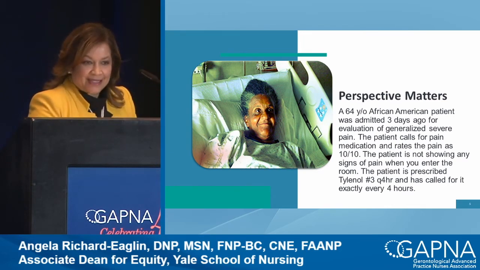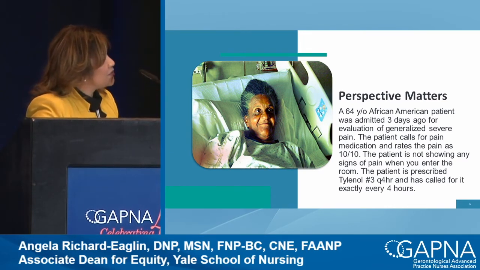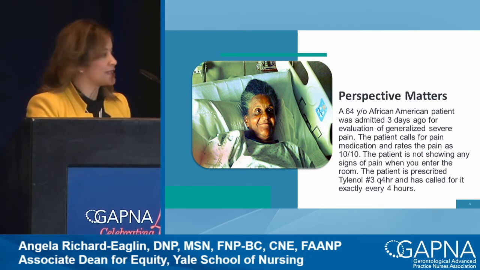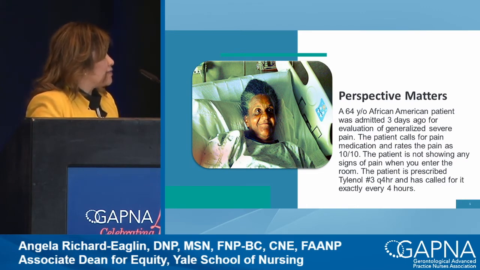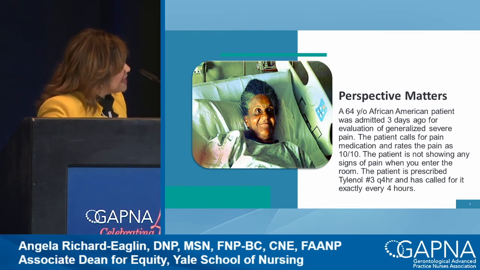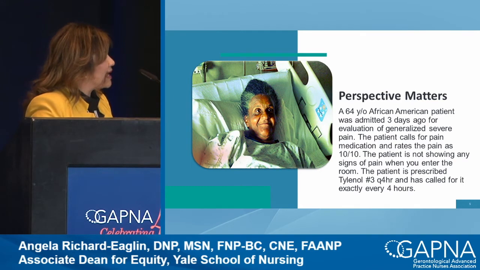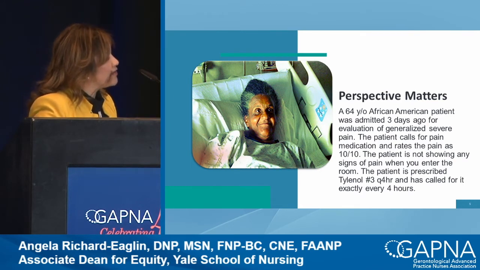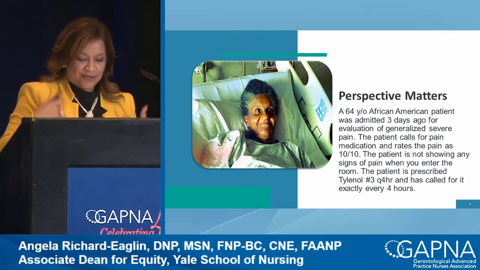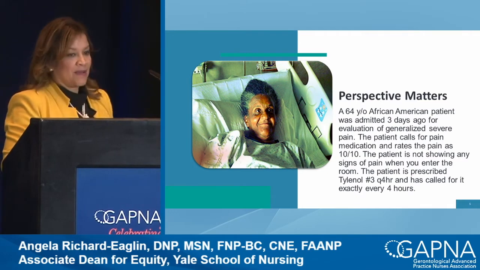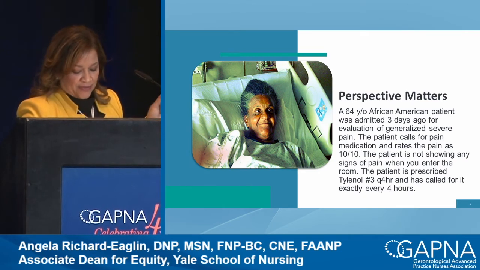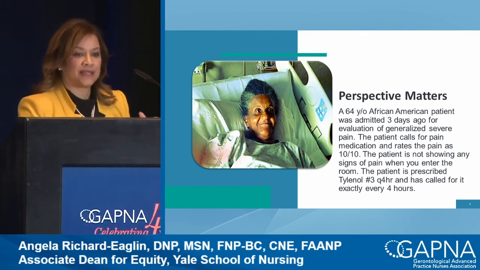This is not a real patient. This came from Creative Commons, but a 64-year-old African-American patient was admitted 3 days ago for evaluation of generalized severe pain. The patient calls for pain medicine and rates the pain at 10 out of 10, looking just like this. The patient is not showing any signs of pain when you enter the room, and she's prescribed Tylenol 3 every 4 hours and calls for it every 4 hours. So looking at this patient, and this is for you to do internally, what are your assumptions? Based on that scenario, what do you assume about the level of pain, and what were your initial feelings about the patient when you first just read this information?